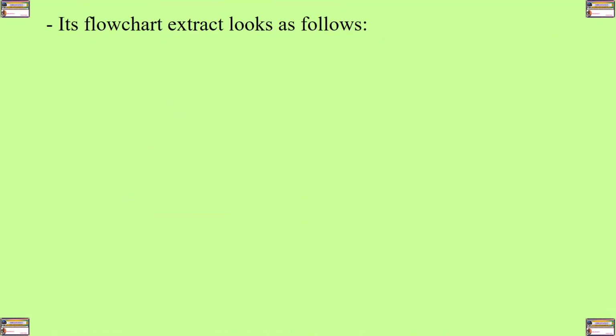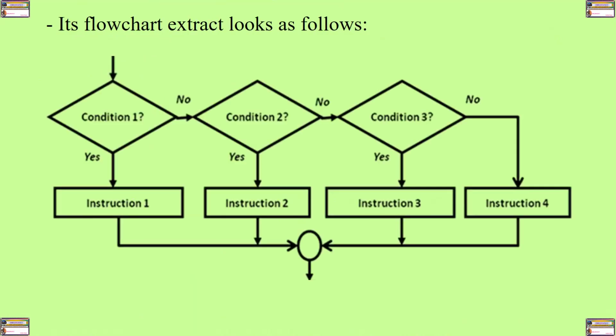And therefore, the flowchart extract for such a structure is as follows. As you can see, my dear students and the rest of the learners, there is a clear indication of what happens. First of all, the compiler begins by checking condition one. If condition one evaluates to true, then instruction one is executed. Otherwise, if it evaluates to false, the compiler has to check condition two, so that if the result of condition two is true, then the compiler executes instruction two.